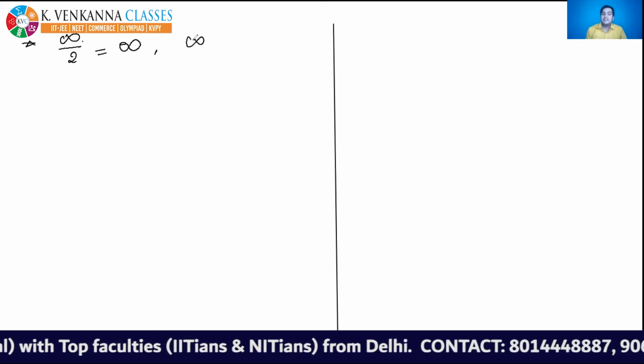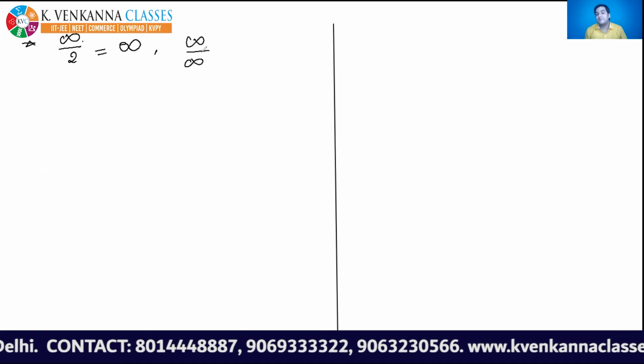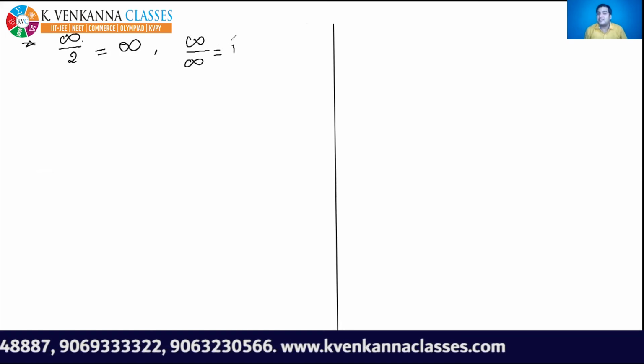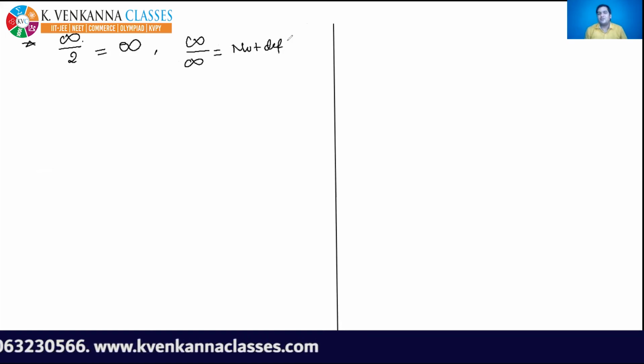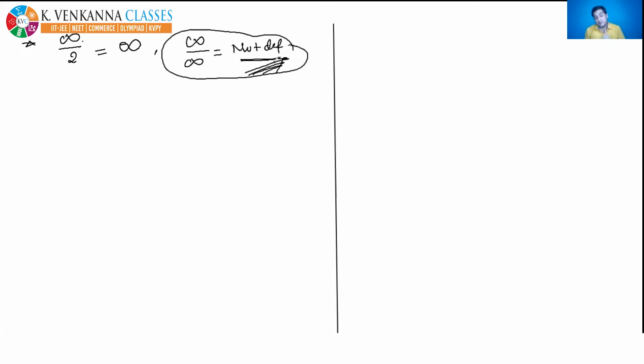But yes, if you ask, sir, if I divide infinite by infinite, then the answer is not 1, it is not defined. And why it is not defined, all these things will be explained in class 12 when I teach you limits. In limits I will tell you 7 indeterminate forms, and one of the indeterminate forms is infinite by infinite. So never say infinite by infinite is 1. Infinite by infinite is not defined.